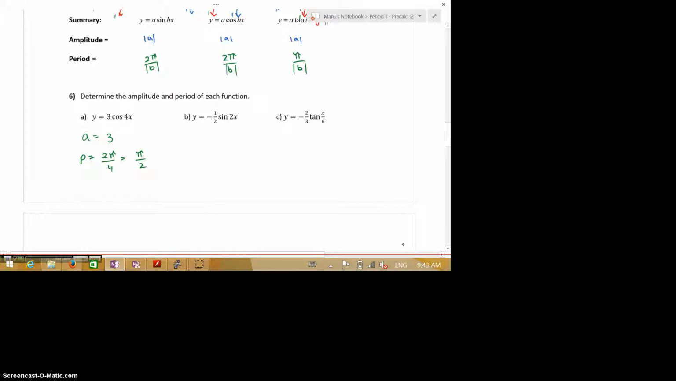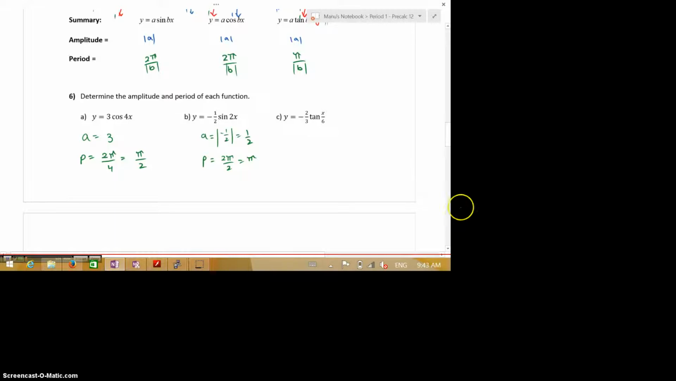Okay, so for the second one, what did you get? What was the amplitude? A half, positive a half, not a negative a half. It's got to be the absolute value. And what was the period of that function? Pi, 2 pi divided by 2, which is pi.